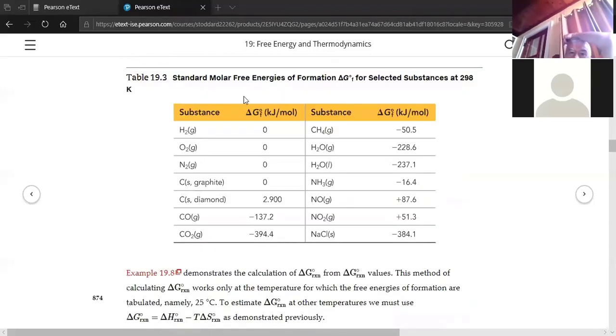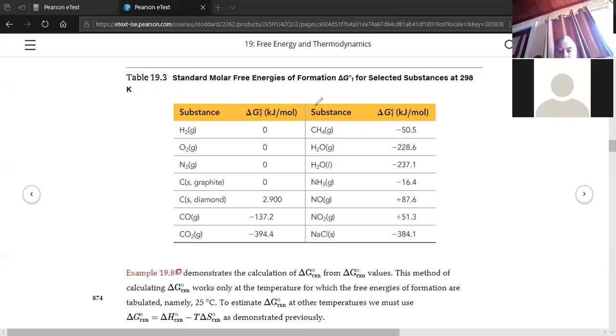Now this table 19.3 is just another table that shows thermodynamic values, but it's only delta G. There are tables in the back of the book that show everything. They kind of summarize all three of these. So you have all these different elements with their delta G information values. You can look them all up.